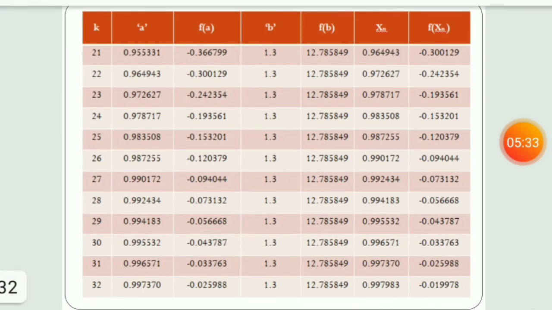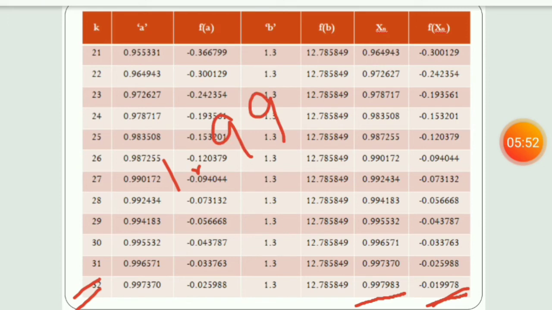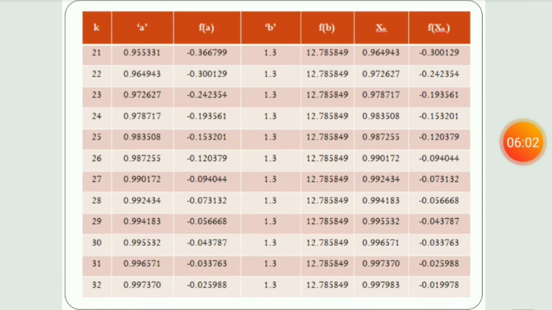So here I have solved up to the 32nd iteration, and here I have the value of x, that is 0.9978983, and this is the value of f of x, and I am still getting an error of around 1.99, that is around 2% error. Okay, and in the bisection method the error was around 0.3%. So still we need to go further.